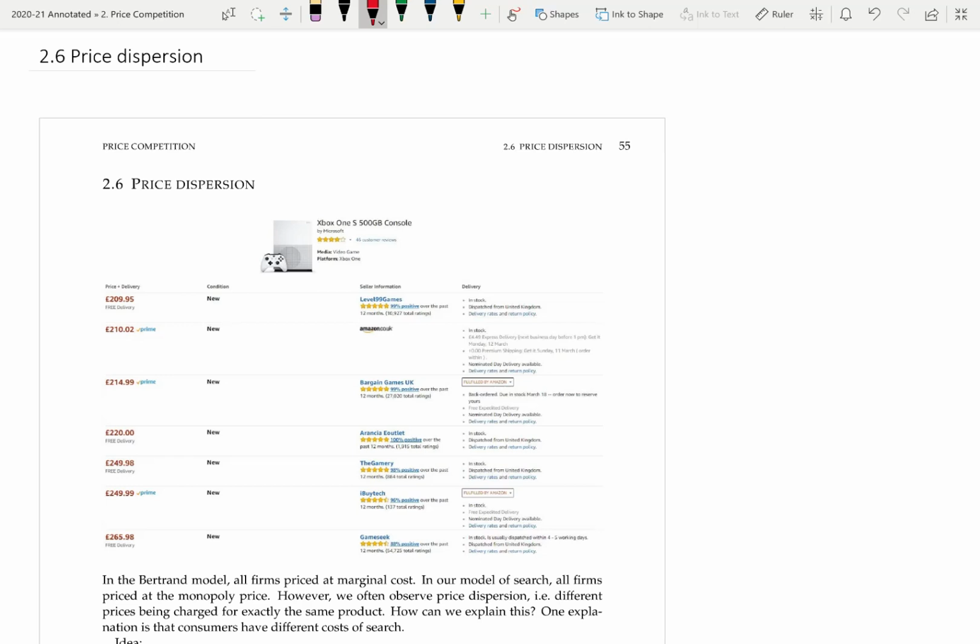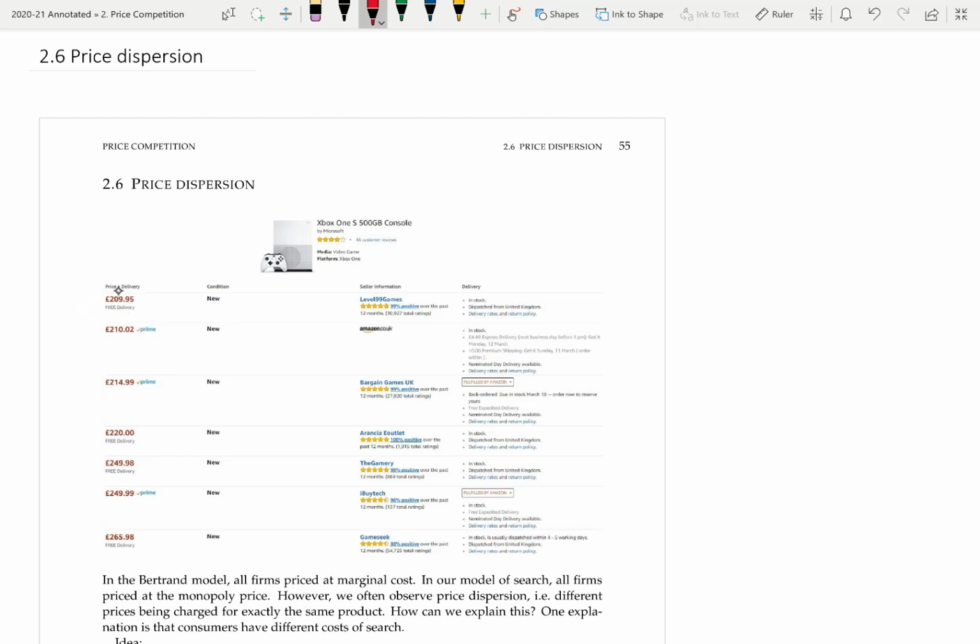In this video, we're going to look at one explanation for price dispersion. In the picture here, we have prices for the Xbox One S console on the Amazon website. And in the image, you can see that there are various prices being charged. The lowest price here is about £210.